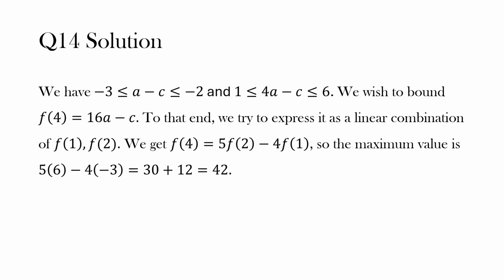If we evaluate f(1) and f(2) using the formula given, we can express them as a minus c and 4a minus c respectively. Similarly, f(4) is equal to 16a minus c. So f(1) and f(2) are both linear combinations of a and c, and so is f(4). That means it's possible to express f(4) as a linear combination of f(1) and f(2). If you play around, you will get f(4) equals 5f(2) minus 4f(1). Using the bounds, the maximum value is 30 plus 12, which is 42.